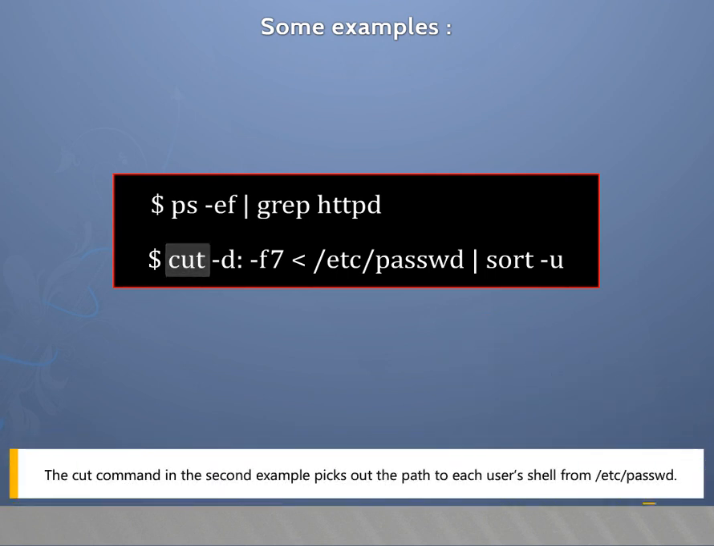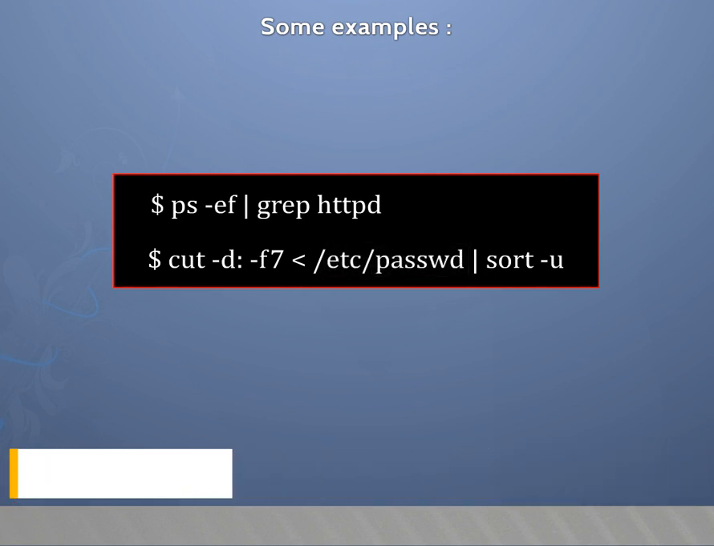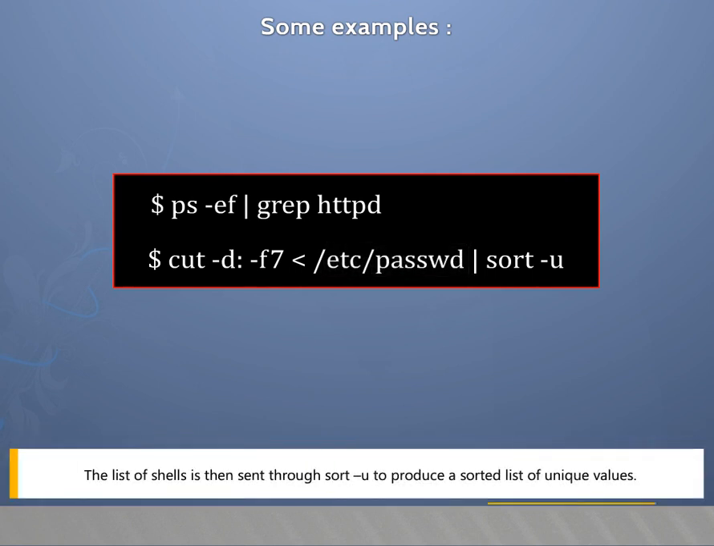The cut command in the second example picks out the path to each user's shell from /etc/passwd. The list of shells is then sent through sort -u to produce a sorted list of unique values.